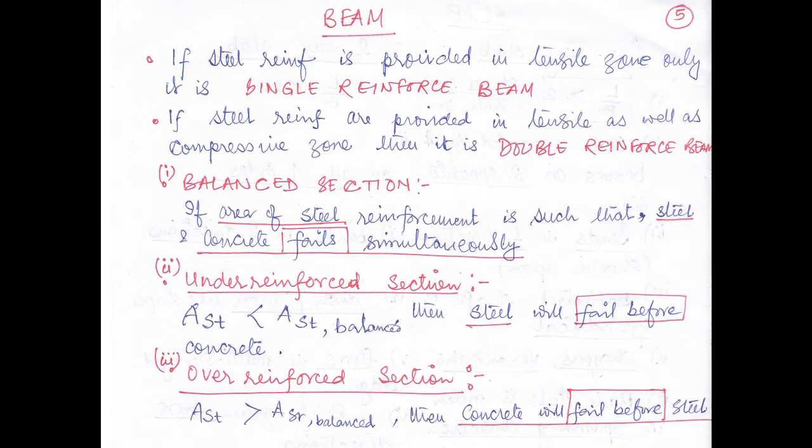The third one is the over reinforced section. It is just the opposite of under reinforced. That means if the area of the steel provided is more than the area of the steel needed for a balanced section, then what will happen? The concrete will fail first, before steel. So that is called the over reinforced section of a beam.